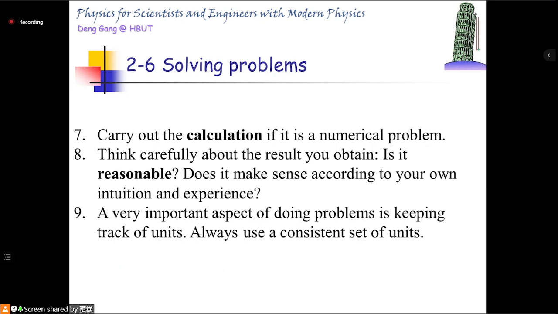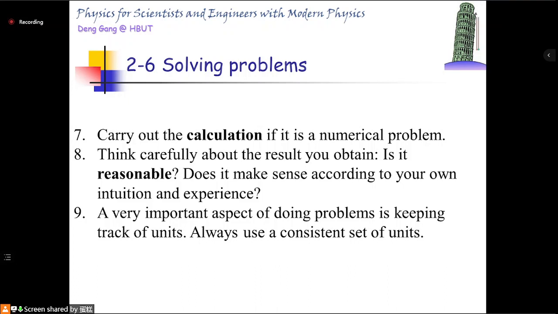So after you calculate, you think about it: is that reasonable? Does that make sense? Because sometimes the order of magnitude of your result will tell you if you have made some mistakes in the calculation. For example, in one experiment, I asked the students to measure the width of a slit using a microscope.